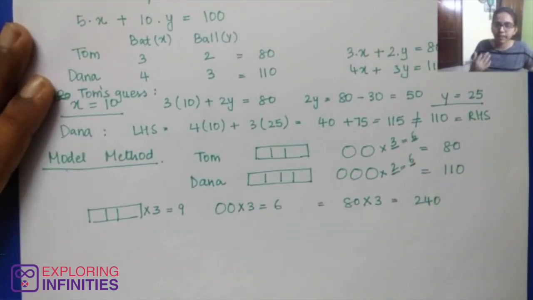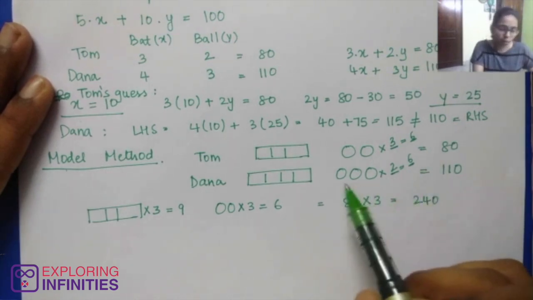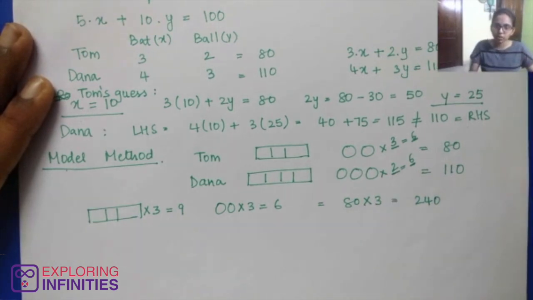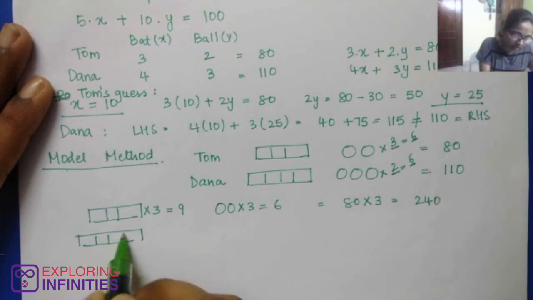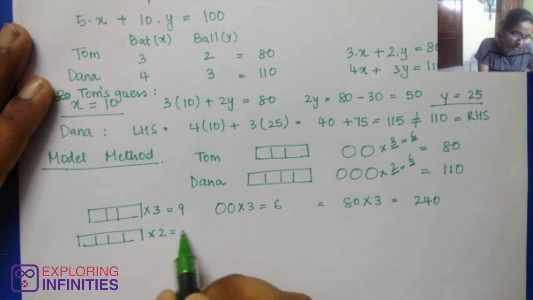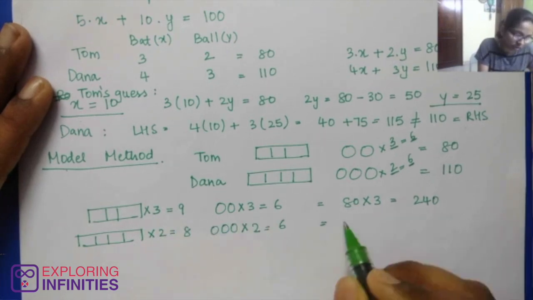Similarly, if I try developing Dana's, I have to multiply the balls by 2. So I'll multiply the entire equation by 2. So what am I getting? It's 4 multiplied by 2, that's 8. I have 3 balls multiplied by 2, that's 6. Now I'll get 110 multiplied by 2, that's 220.